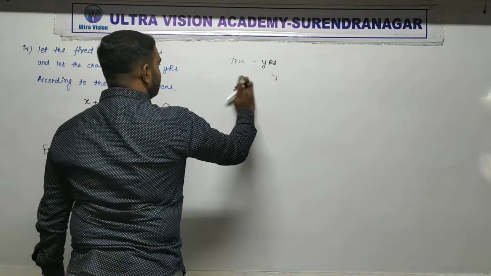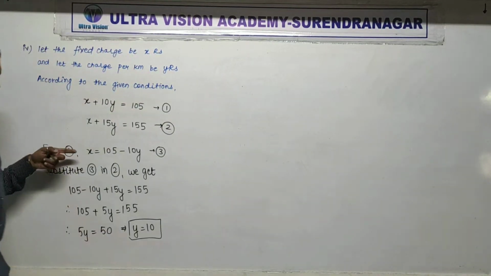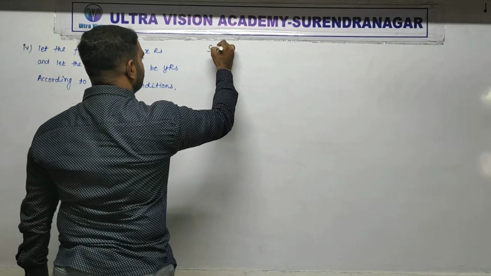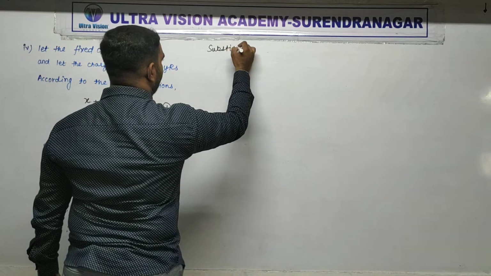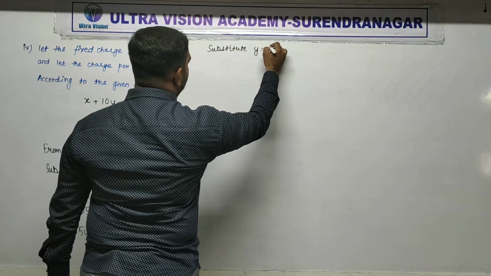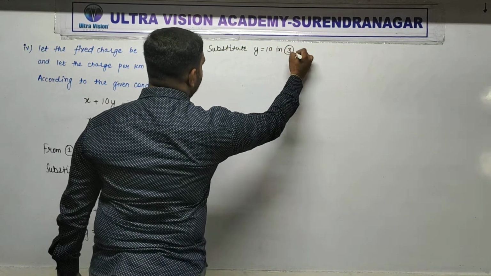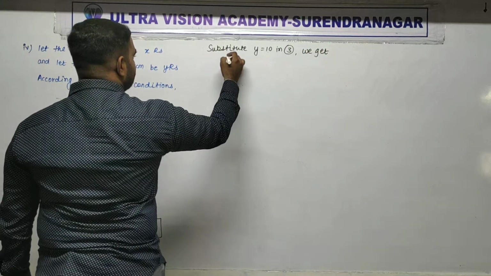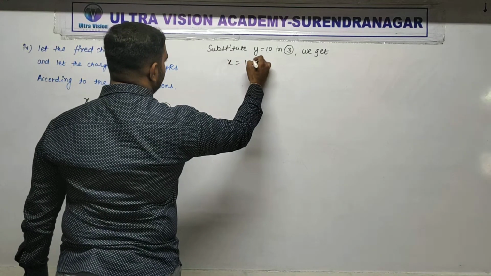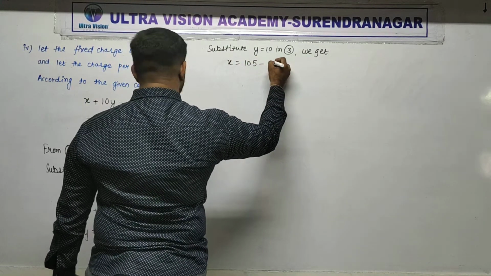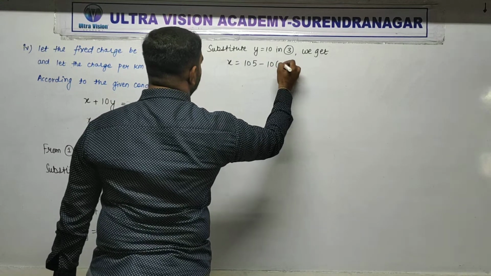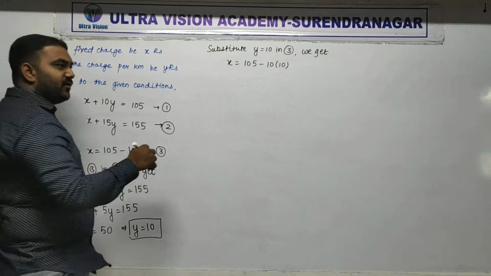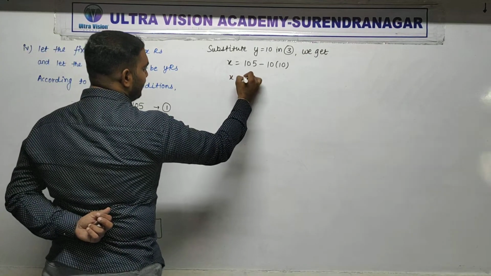Now replace y equals 10 in the third result. Substitute y equals 10 in 3. What shall we get? Let us see. x equals 105 minus 10 into 10. 10 tens are 100. 105 minus 100. x equals 5.